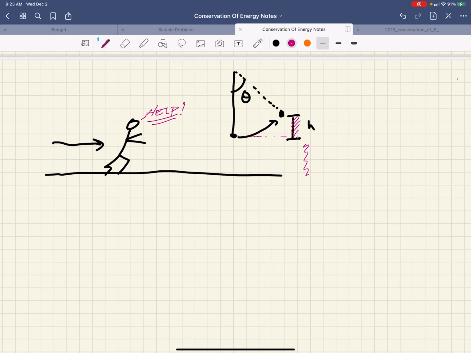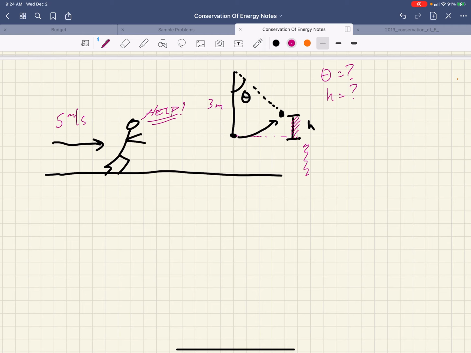Let's give this person an initial velocity of, let's just say, 5 meters per second. And let's give this rope an initial length of, let's say it's a 3 meter long rope. So again, the questions are, what will the theta be? And how high will they swing up?